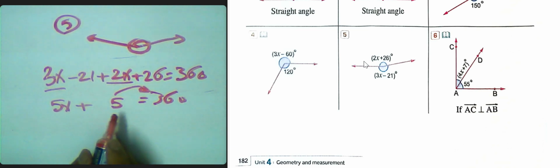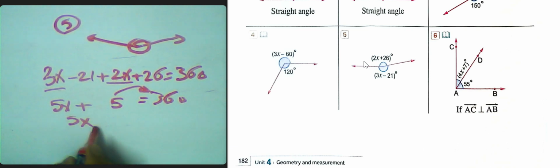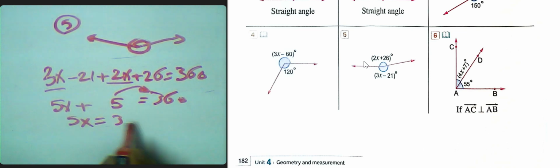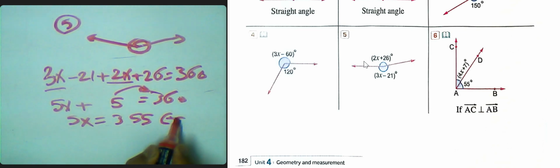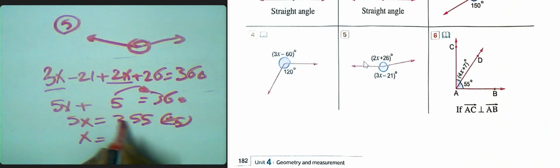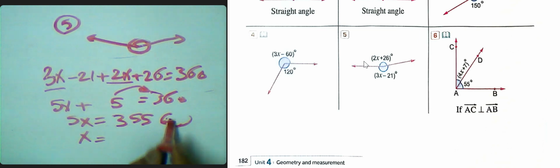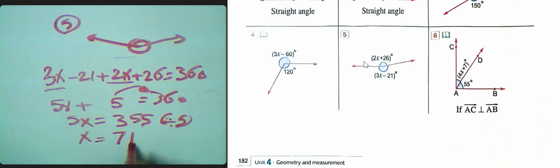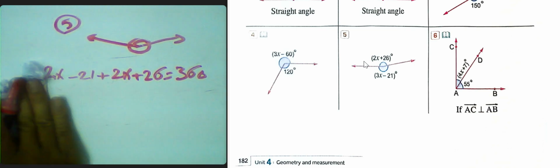Move the 25 from positive to negative. Then 5x equals 335, and then divided by 5. Then the value of x equals 335 divided by 5, which will be 67. This is the value of x. It is question number 5.